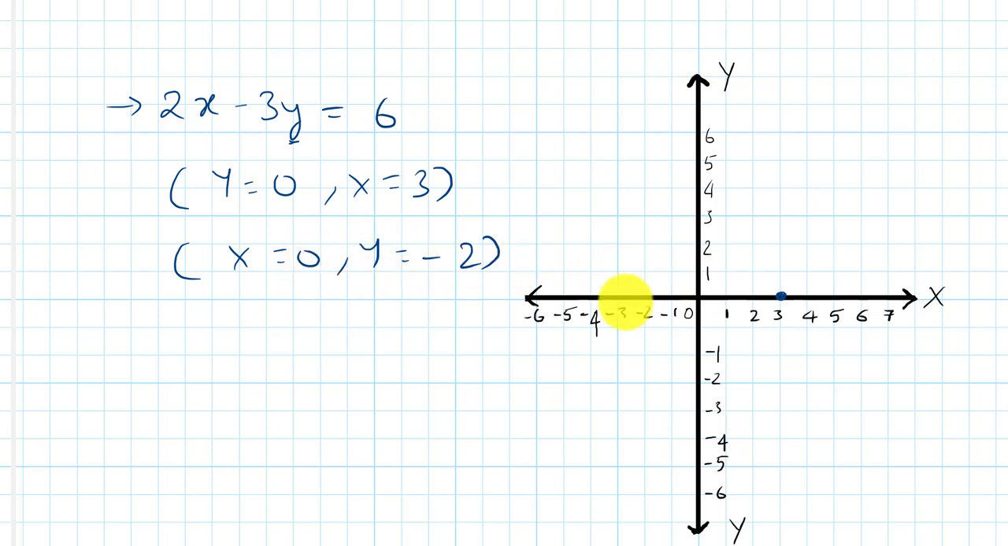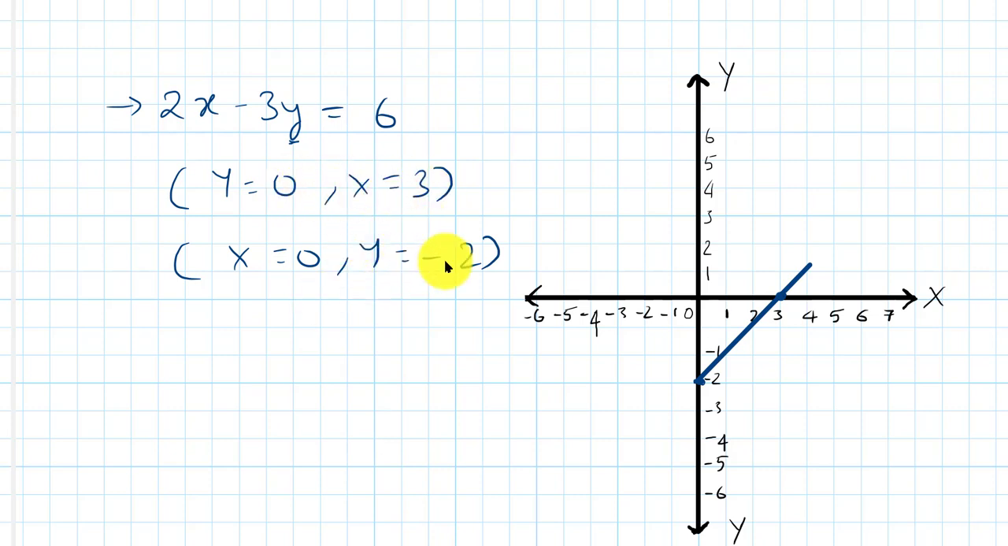And then x is equal to 0, y is equal to minus 2. It will be over here. Okay, so what is going to be done is, just let me take this, so it will help. Okay, this will be the line over here. So when you see this type of example, just substitute 0.